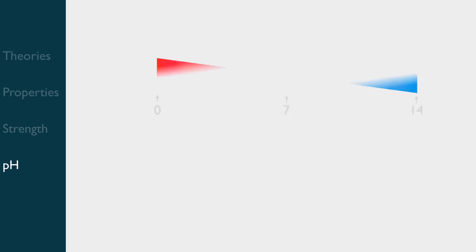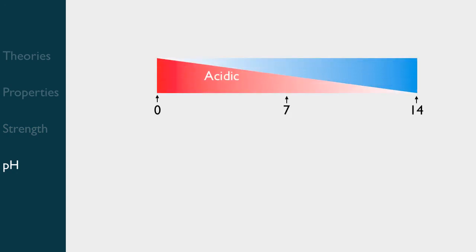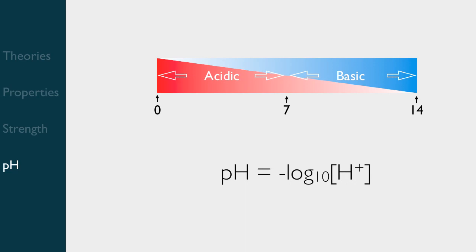Finally, we'll learn about the pH scale, which runs from 0 for very acidic to 14 for very basic, and we'll learn the simple math behind the pH scale.